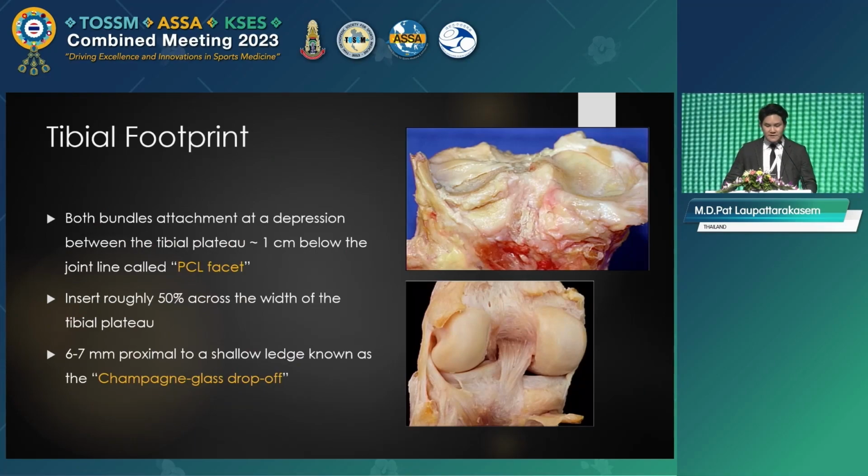For the tibial footprint, both bundles attach to a depression between the tibial plateau, 1 centimeter below the joint line, called the PCL facet. The insertion is roughly 50% across the width of the tibial plateau, 6 to 7 millimeters proximal to the shallow ledge, the champagne glass drop-off.